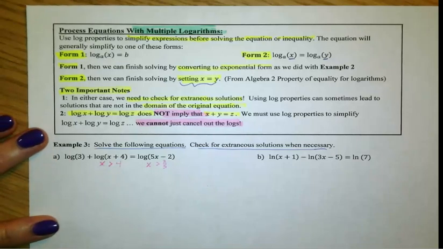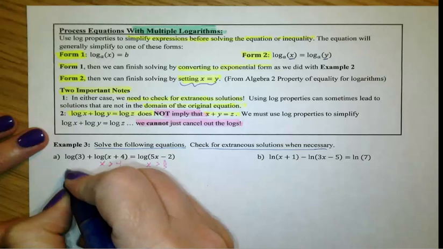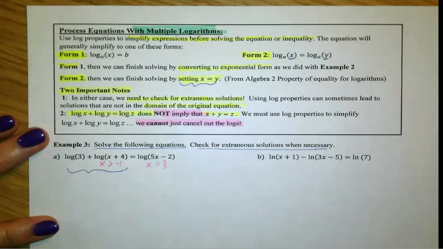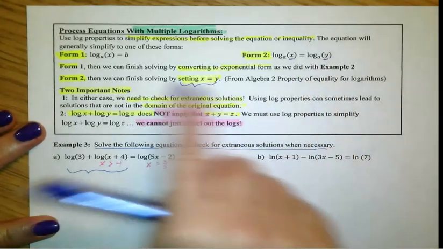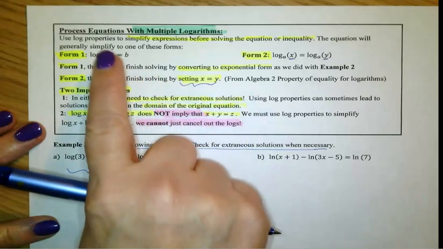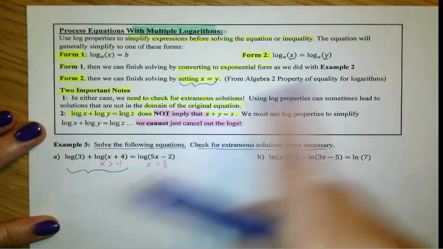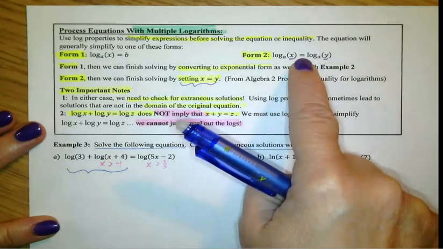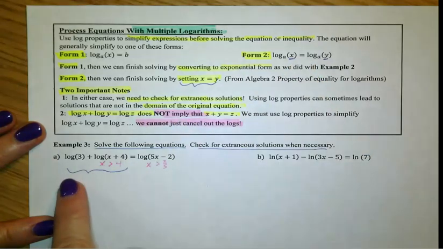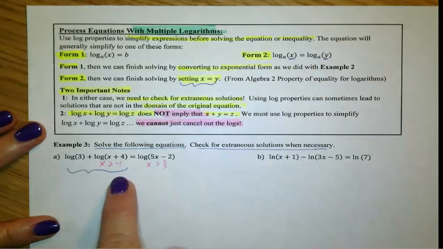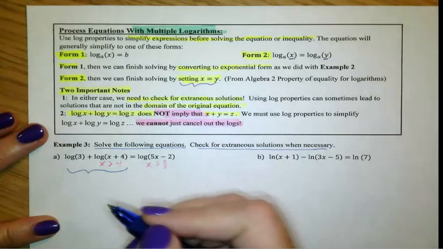Okay, so we have multiple logs on this side and a single log on that side. Remember, multiple logs mean it's either going to simplify to one log, which is probably not going to happen because we have all of these. So we're looking to make it look like this. I'm going to use my condensing rules on the left-hand side to simplify that down.